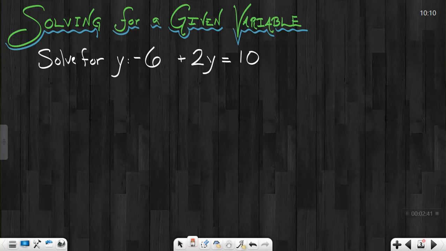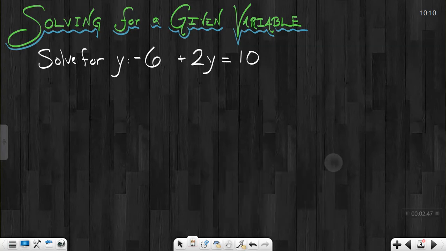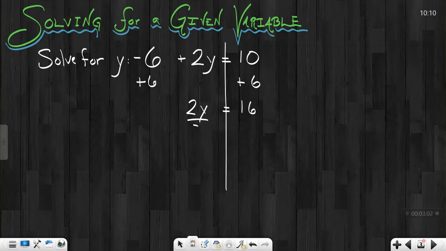Start off by solving this equation for y. Pause the video and solve this equation on your own for y, and then come back to the video. All right, so I assume that you solved it. You would start by adding 6 to both sides. Once you added 6, you'd have 2y on this side, and 10 plus 6 is 16, and you would divide by 2. Then we'd find that y equals 8.